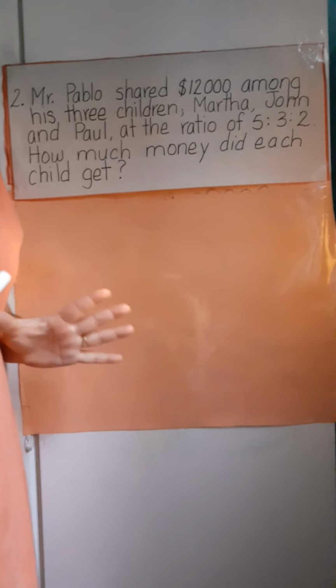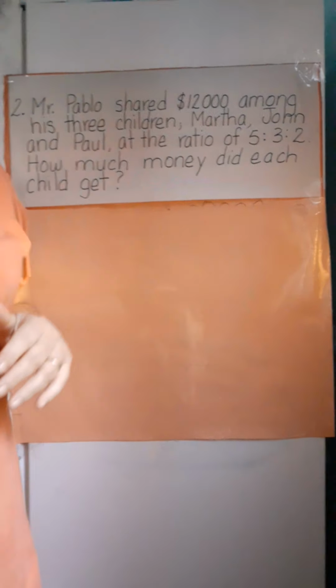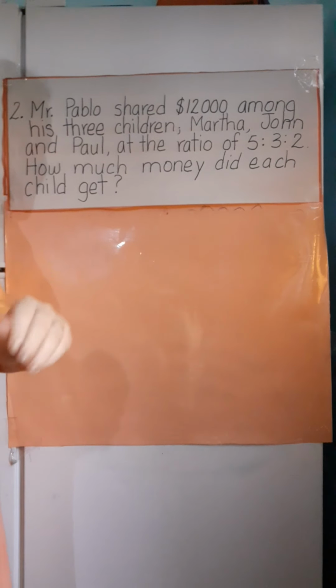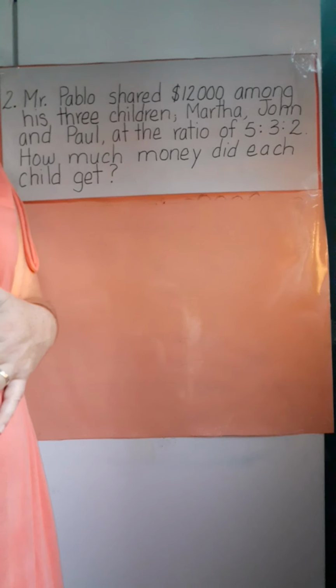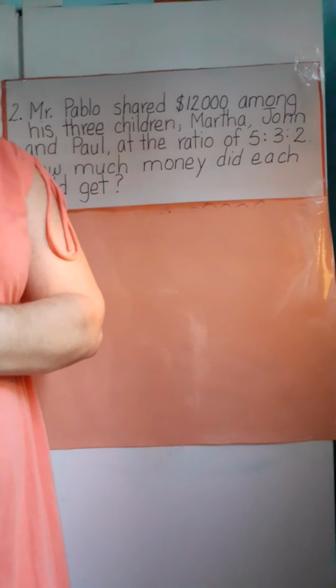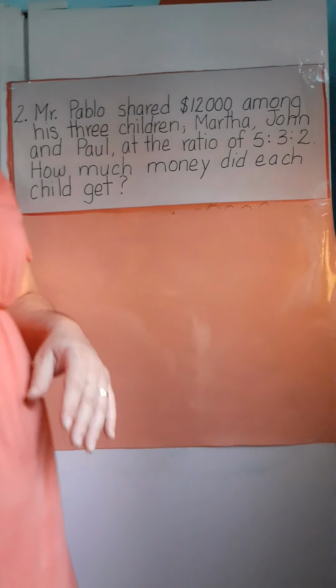Okay, this now is going to be a little bit more interesting because look at it. This is when different things are shared. For example, if someone dies and leaves a lot of money to the children and they don't want it to be shared equally, then they can share it based on a ratio. So let's look at this.